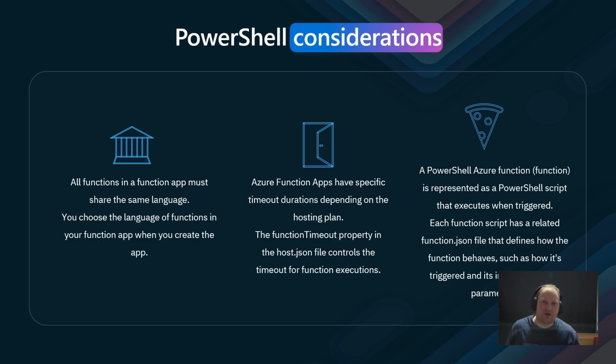A PowerShell Azure function is represented as a PowerShell script that executes when triggered. Each function script has a related JSON function.json file that defines how the function behaves, such as how it's triggered, and its input and output parameters. Like other kinds of functions, PowerShell script functions take in parameters that match the names of all the input bindings, which are defined in the function.json file. A trigger metadata parameter is also passed that contains additional information on the trigger that started that function.